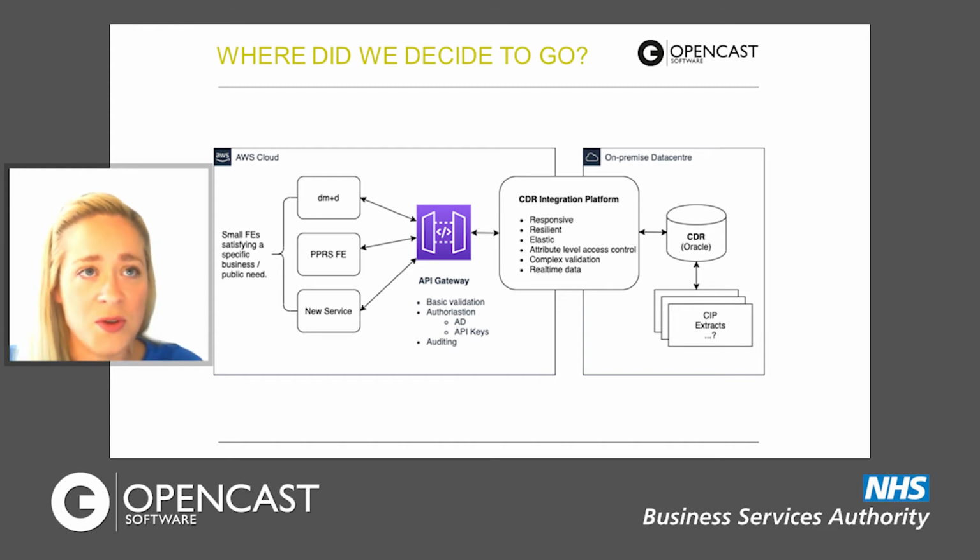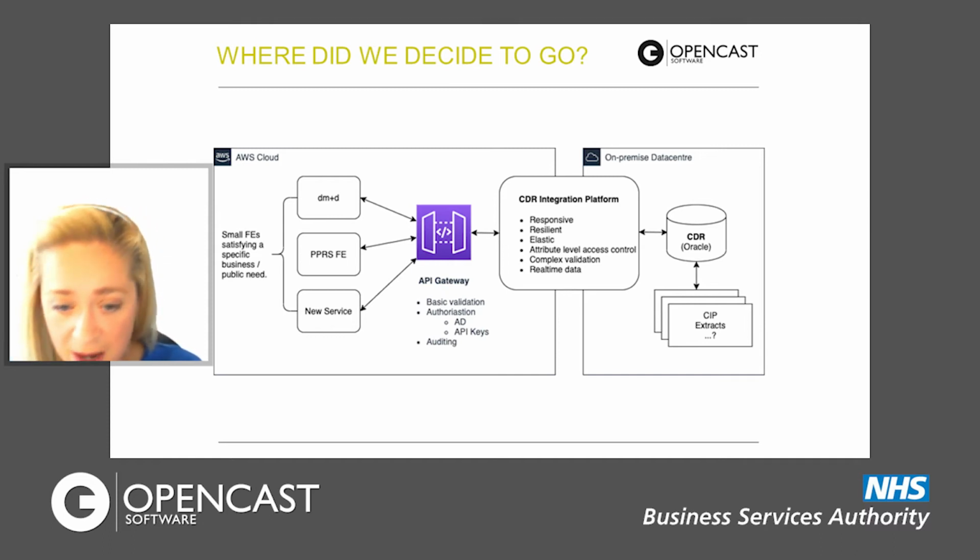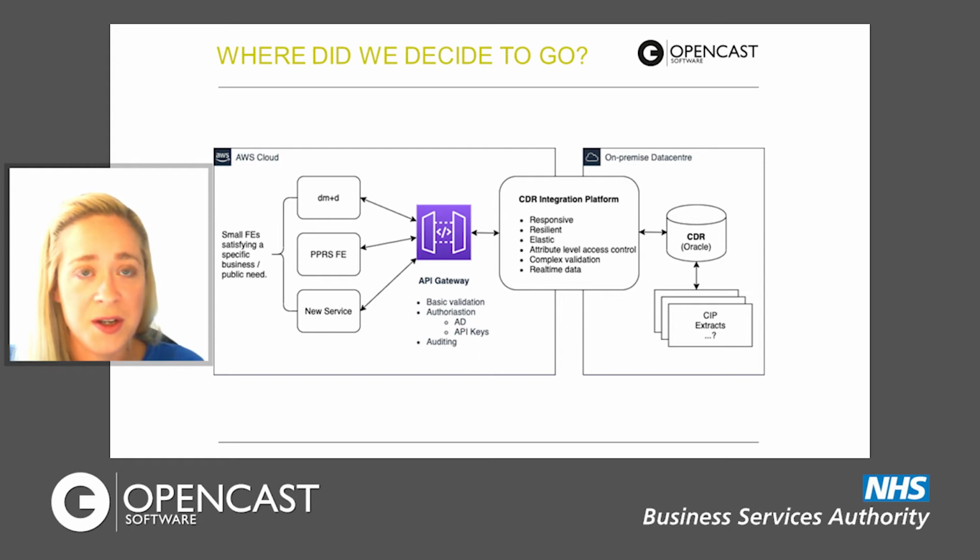So the idea was we'd have this API platform, and we were going to put a gateway in front of it, and do some basic validation, because that's a nice place to put that. But also that would handle all the authorization and authentication. So we wanted to be able to use it with the NHS's authorization store, which was Active Directory. And we also wanted to be able to identify different services coming in, so we were using things like API keys. And that's all a really good place to manage that in the gateway.